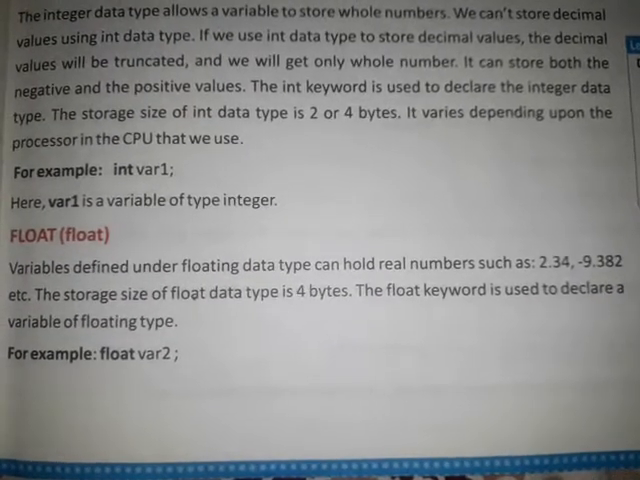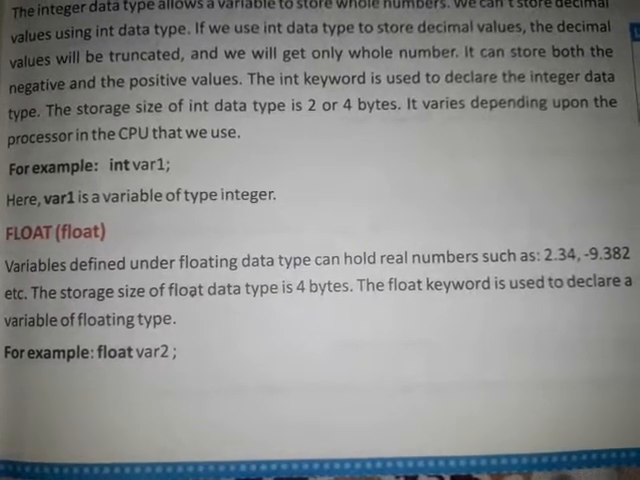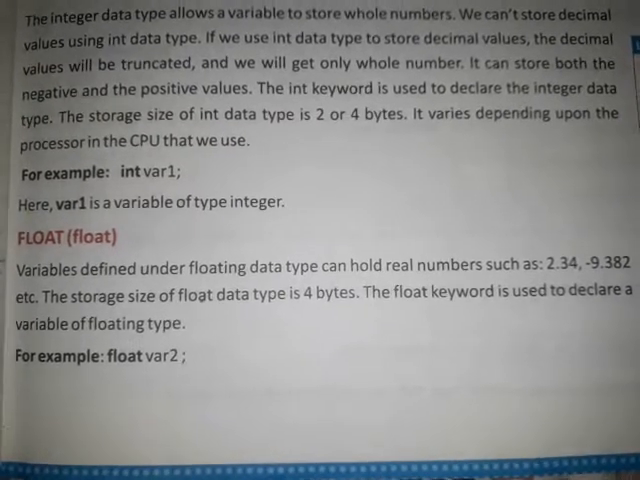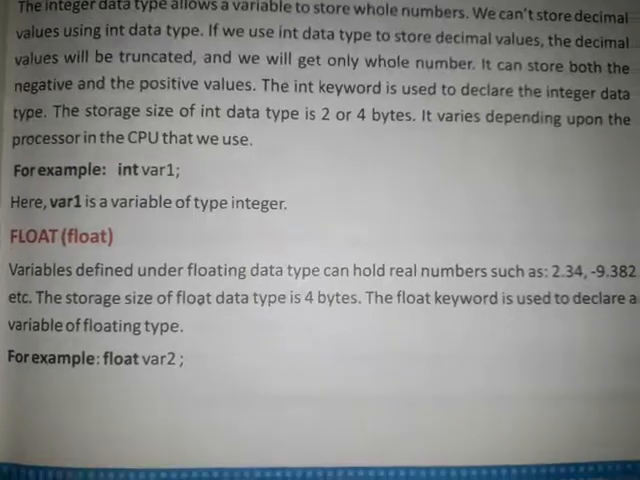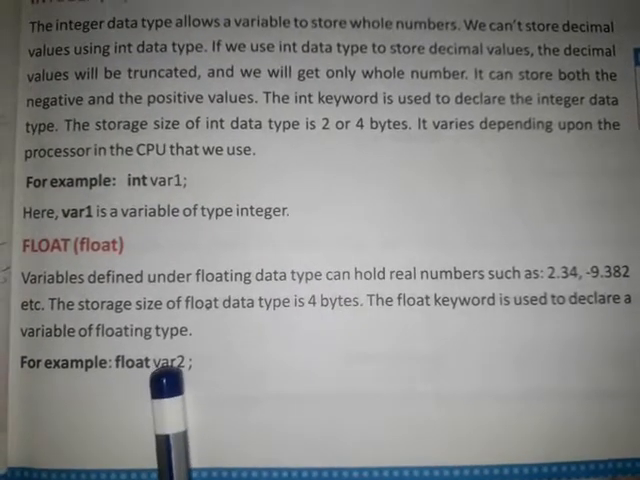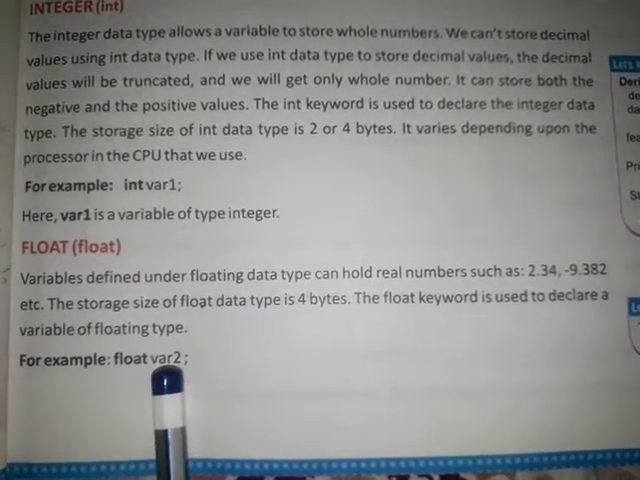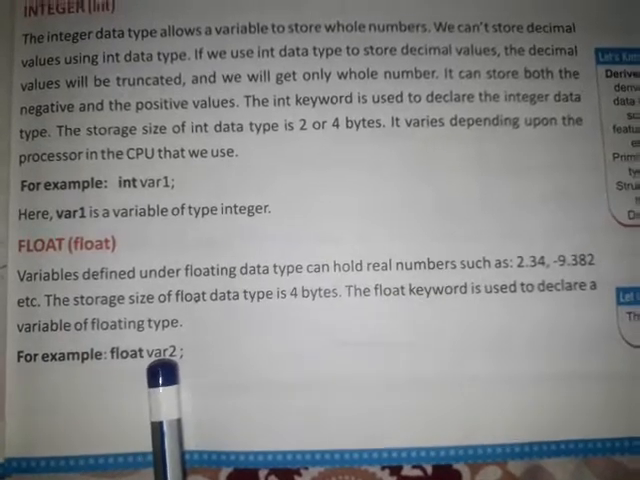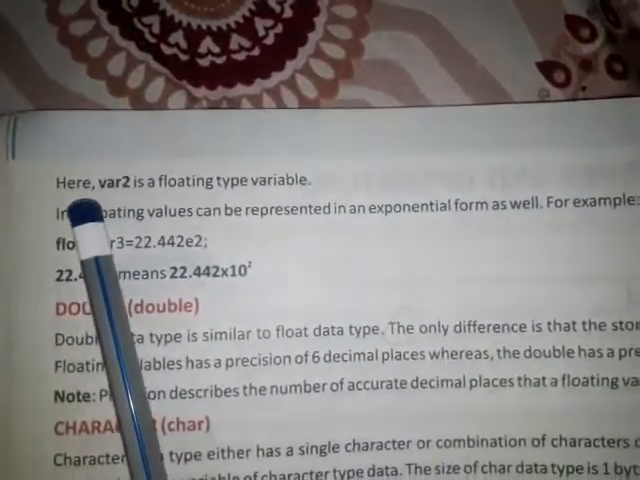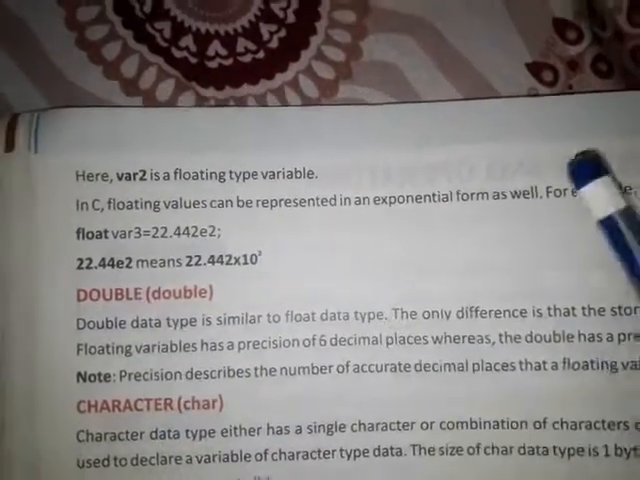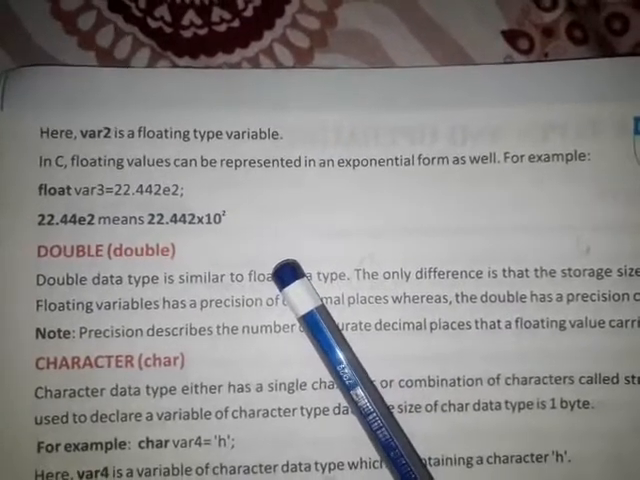The float keyword is used to declare a variable of floating type, and just as we used int previously, we can use the float keyword to declare a variable of floating type. This is the example, float var2. Var2 is a variable of type float, so it is able to store floating point values, decimal values also. Here var2 is a floating type variable. It means var2 is capable of storing values with a decimal part also.